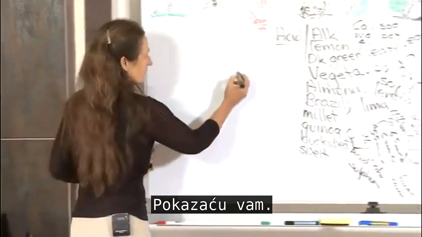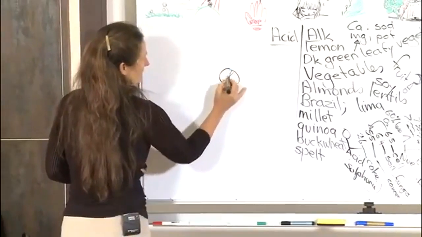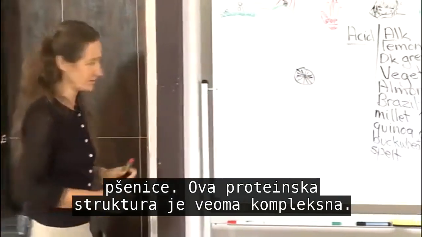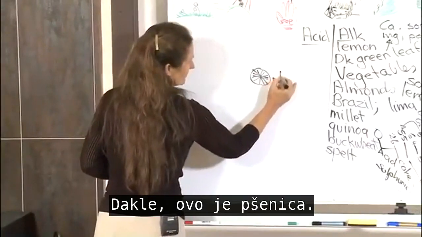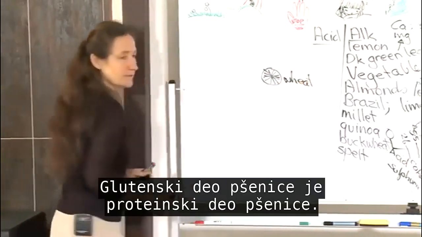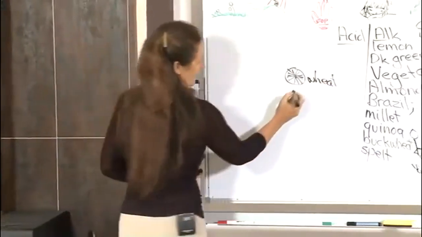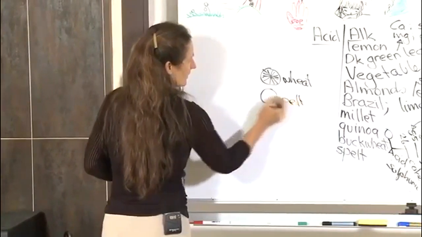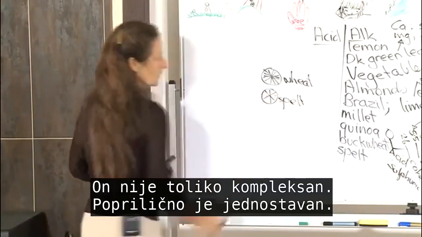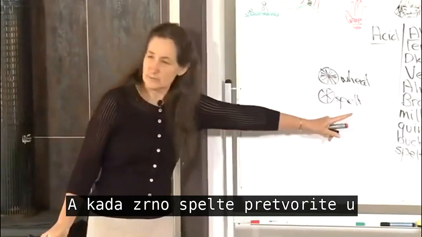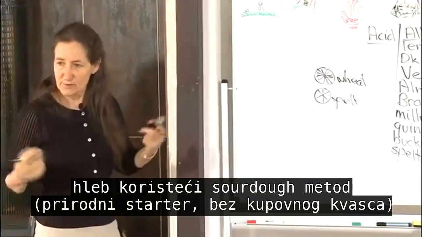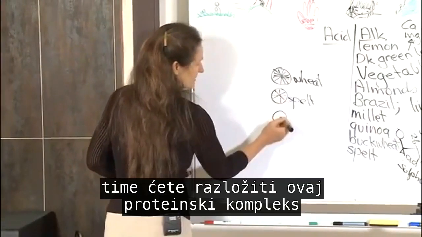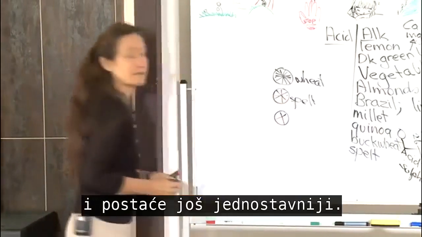Let me show you. This is the protein structure of wheat. Very complex protein structure. You see the gluten part of the wheat is the protein part of the wheat. This is the gluten or the protein part of spelt. It is less complex. It's quite simple. And when you turn your spelt grain into a bread by the sourdough method, so making sourdough spelt bread, that breaks the protein complex down even simpler.